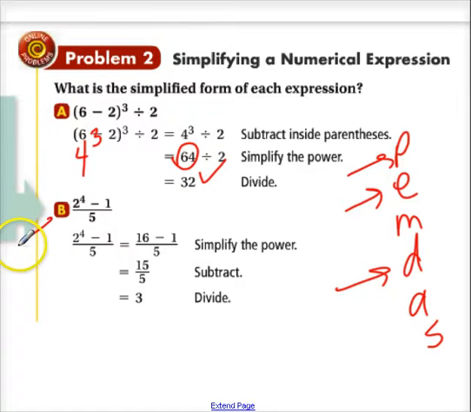Here's one with a fraction. So we're going to take care of the top and the bottom first. The bottom's already done because we're already at 5. But 2 to the 4th we can simplify and we get 16. Do the subtraction first. 16 minus 1, get your 15, and then divide. So it's a little bit backwards, but because there's that grouping fraction bar, we have to do the subtraction first in that case.